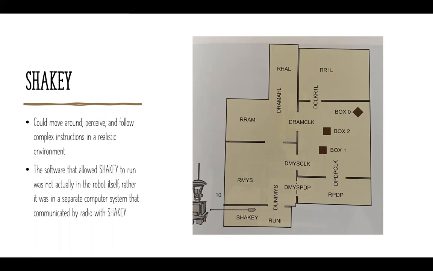Doorways are labeled with a D, and the environment is pretty much empty other than the room RCLK, which has 3 boxes in it. The software that allows Shaky to run is not actually in the robot itself. Rather, it's in a completely separate computer system that communicates with Shaky by radio.